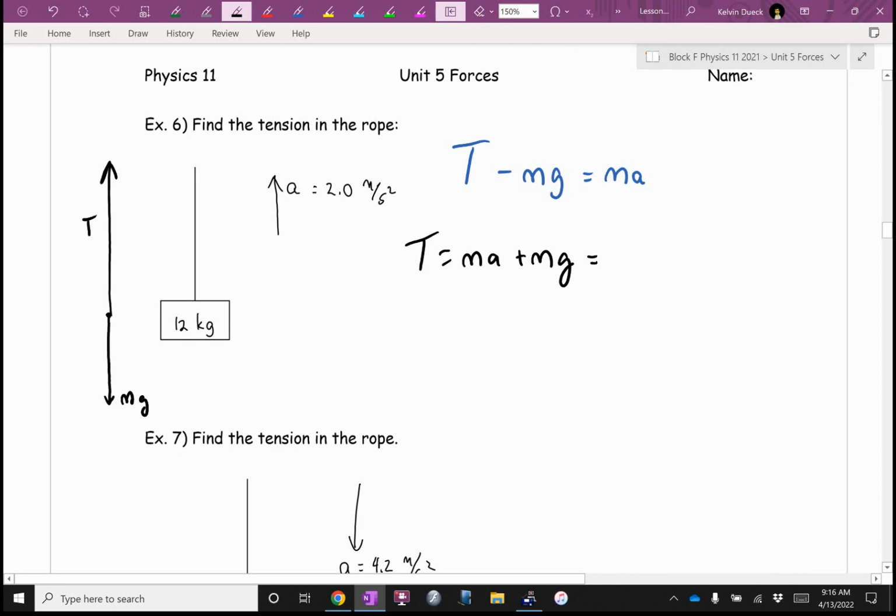Did they give me m? What? You mean it's somewhere in the diagram? You don't need to say I don't know before looking? Okay. Did they give me a? What? Plus? What's g?